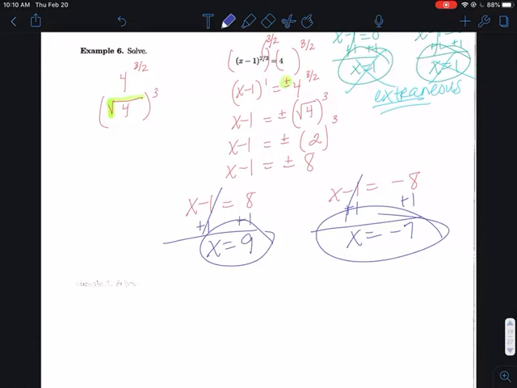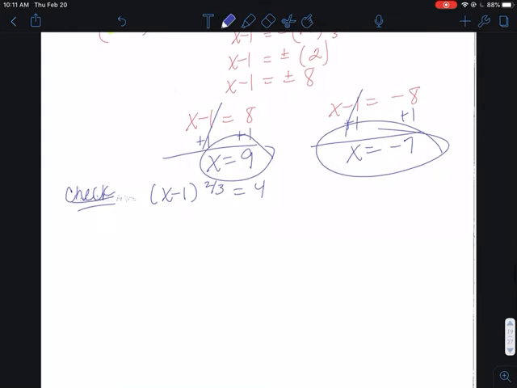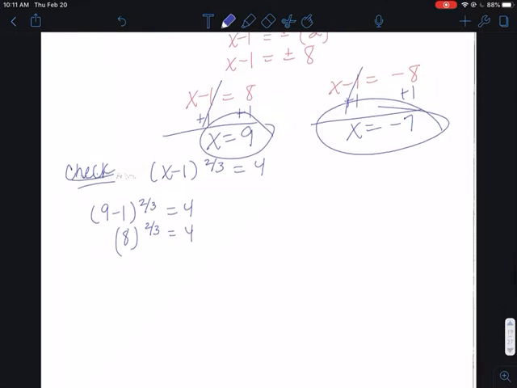Because these are radical equations, even though we have it written as a rational exponent, a fraction exponent, you have to go back and check these answers also. So we need to check. The original problem is x minus 1 to the 2/3 power should equal 4. The first time, I'm going to plug in 9. So 9 minus 1 to the 2/3 power should equal 4. Well, 9 minus 1 is 8, so 8 to the 2/3 power should equal 4.